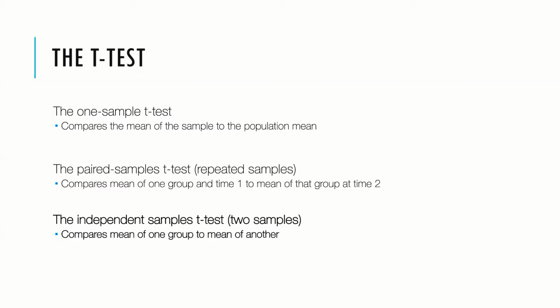You do, however, see paired samples t-tests or repeated samples t-tests, right? You want to compare the mean at time 1 to the mean at time 2. So here you can only compare 2 time points. And then finally, what we've been doing this whole time, the independent samples t-test, right? We're looking at 2 samples, looking at the mean of each and comparing them.